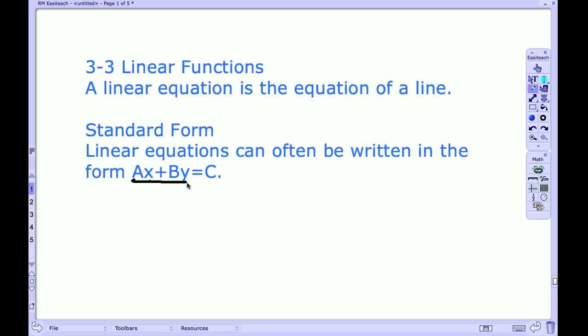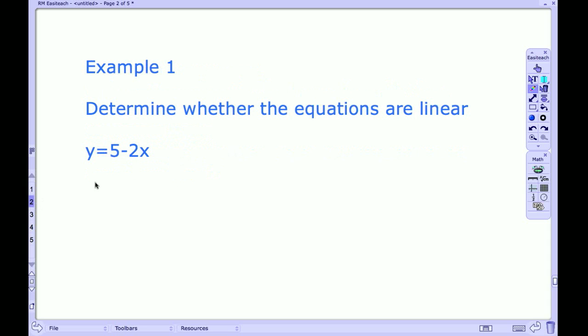Now, it doesn't necessarily mean that they're always going to be written this way, but we want to rearrange them and actually find out what the a is, what the b is, and then what the c is. The a will always be with the x, the b will always be with the y, and the c will always just be the number. It's not with any letter by itself. And we'll look at some examples of what a linear function is and isn't right now.